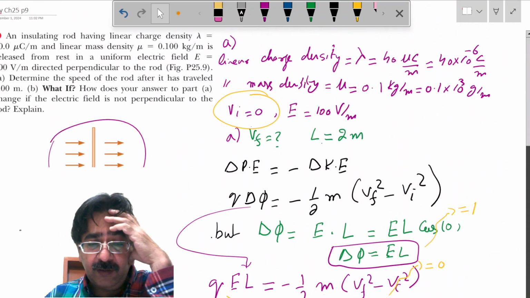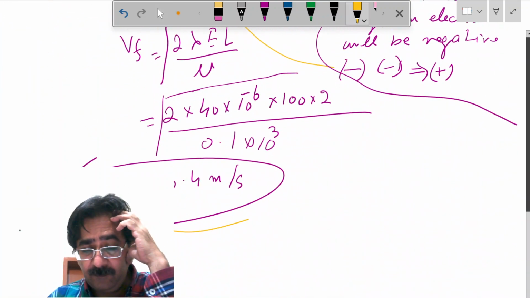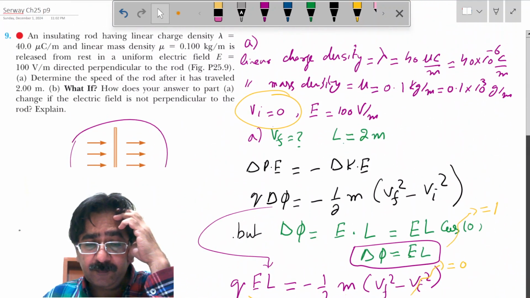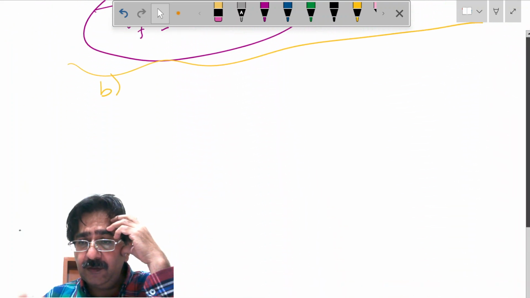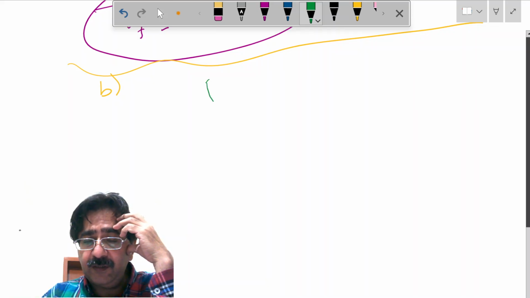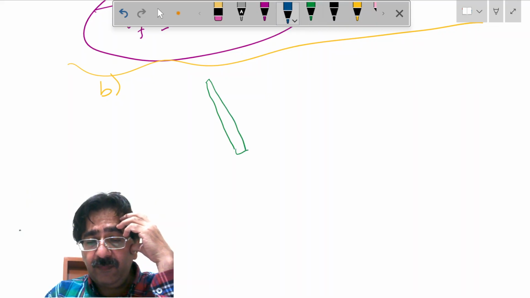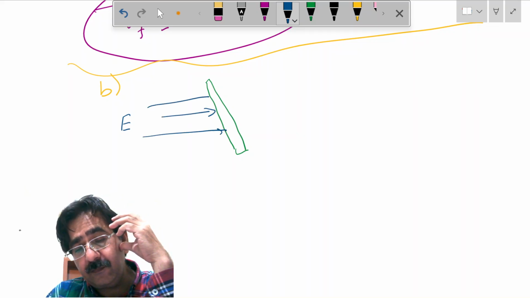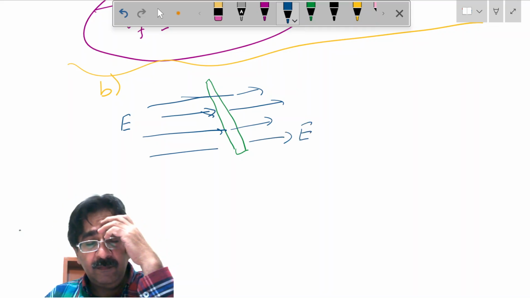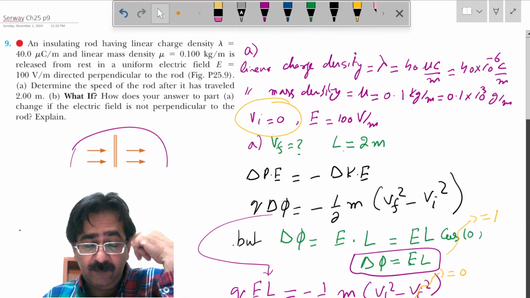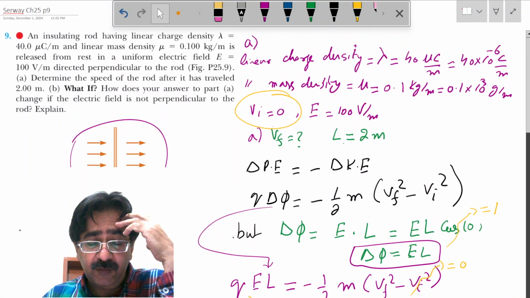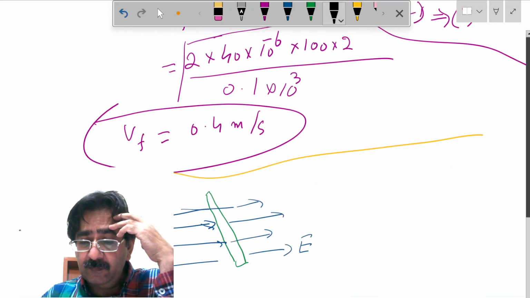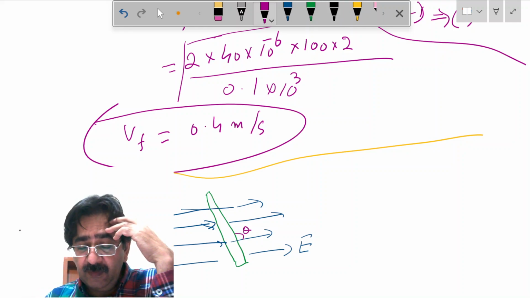But now about the B part. According to the B part, if the electric field is not perpendicular, meaning if the rod is making an angle with the electric field, that is making any angle that is not perpendicular, but making angle theta, then what will happen?